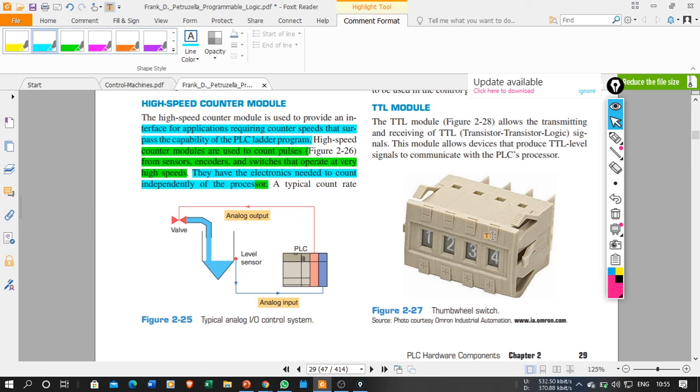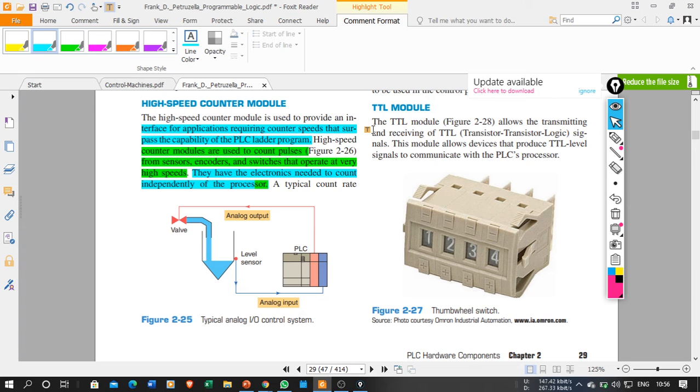If you press here, the value decrements, and if you press there, the value increments. Say I need to make it 5: I press the positive button. If I want to make it 2, I press the negative button. So this is the thumb wheel switch module.